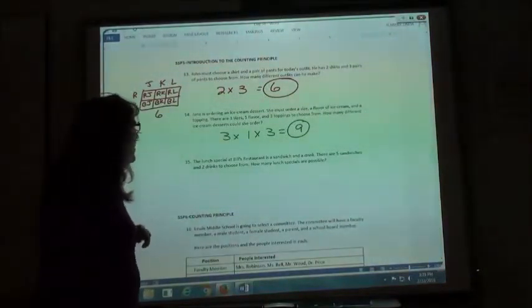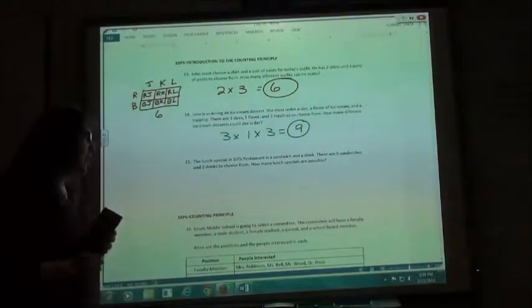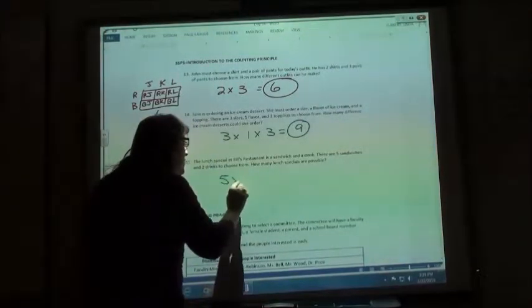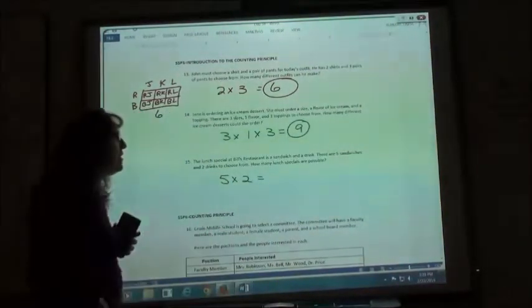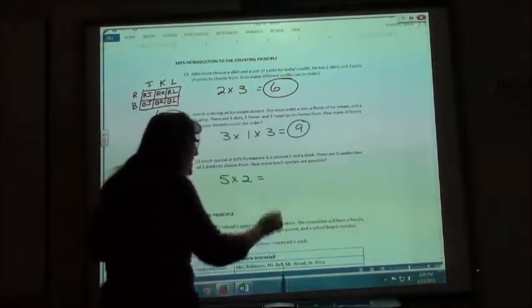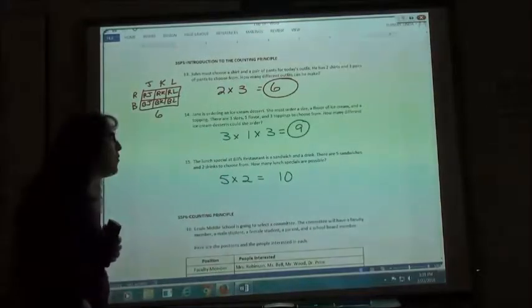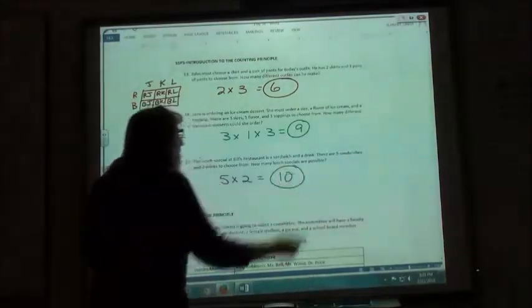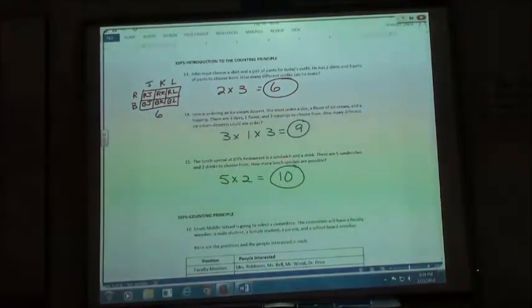Lunch special at Bill's restaurant is a sandwich and a drink. There are 5 kinds of sandwiches and 2 drinks. How many lunch specials are possible? There would be 10 different ways I could do that if I have 5 sandwiches and 2 drinks.